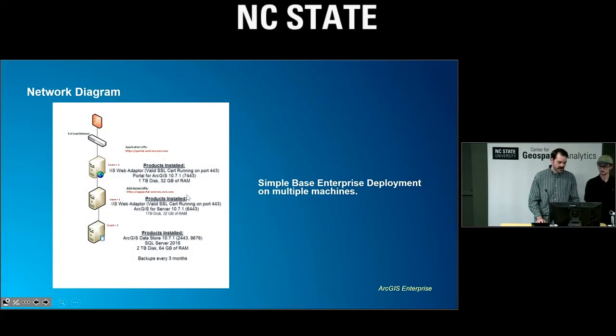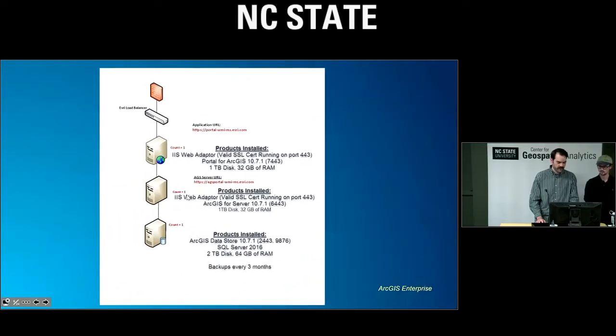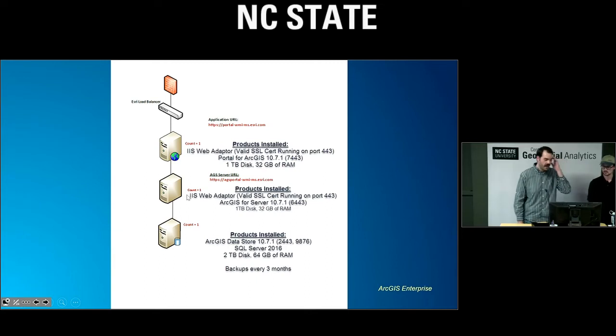So for the network diagram, this is just a simple base enterprise deployment that we've seen. From the top, it could be a load balancer. That's just something that helps distribute traffic to multiple machines. It could act like a web server, in this case the Web Adapter, leading to a Web Adapter machine, at least in this case. And I think everything, what's this? Server machine. Oh, okay, I didn't see the Server there. So Portal's on the top one, Server in the middle, and then Data Store on the bottom.